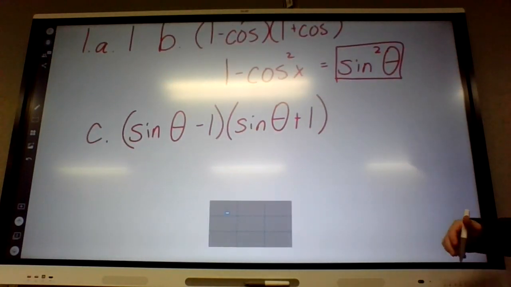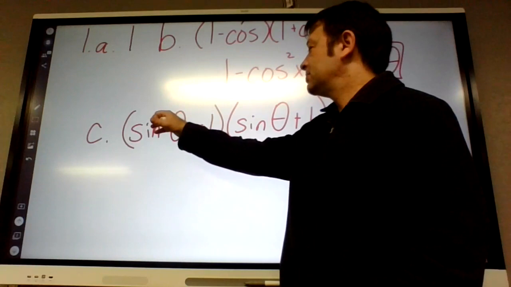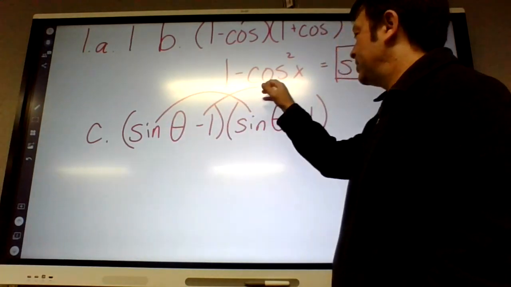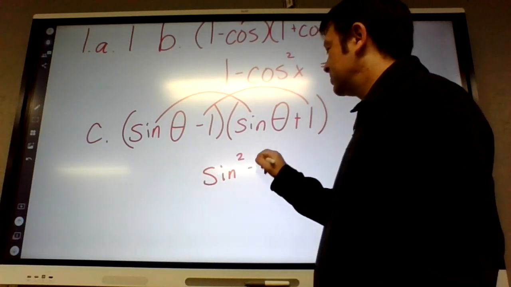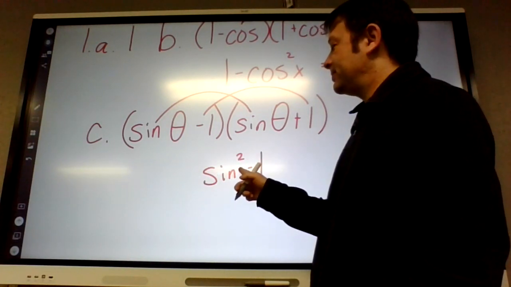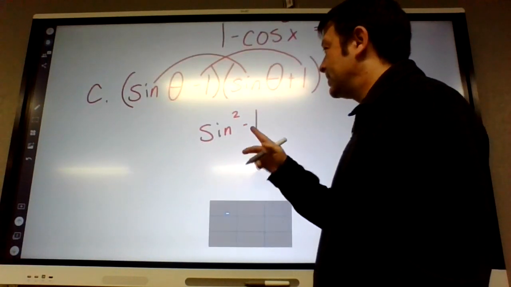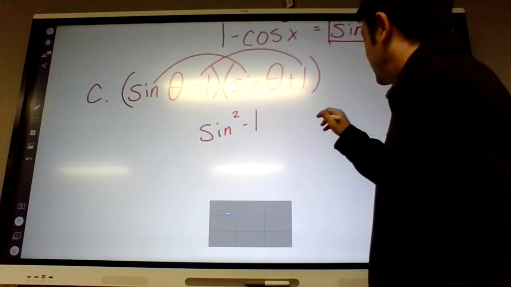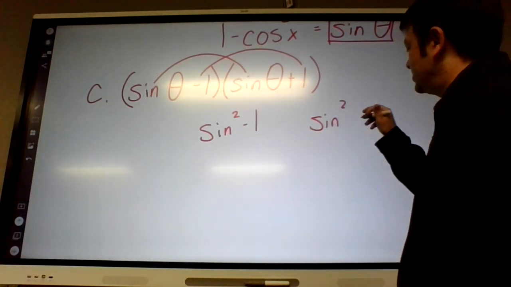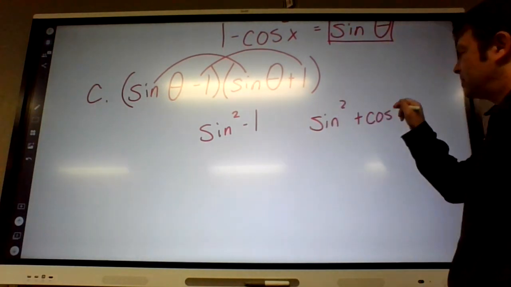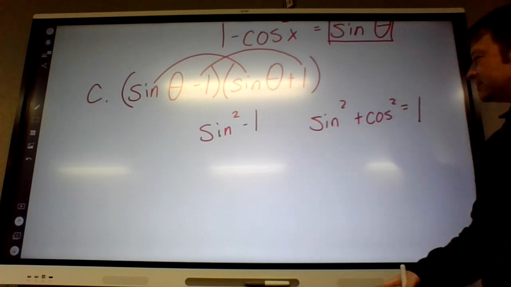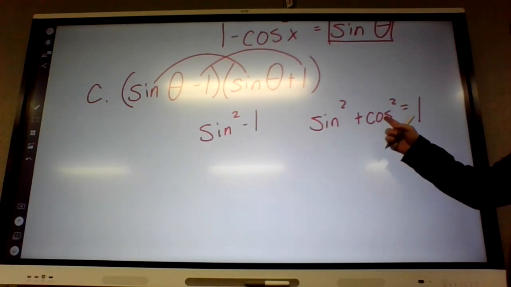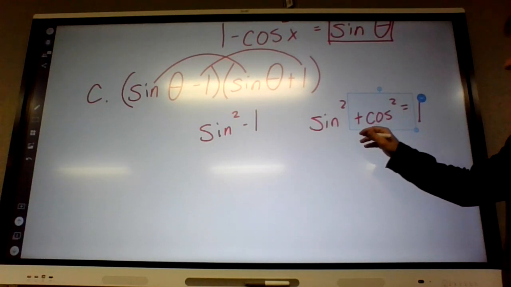All right, what would we get if we foiled those two together? Sine squared minus 1. Okay, sometimes I drop the angle temporarily. What's that equal to? Well, let's go back. What's that basic equation? It's sine squared plus cosine squared equals 1. So how can I transform it into that?